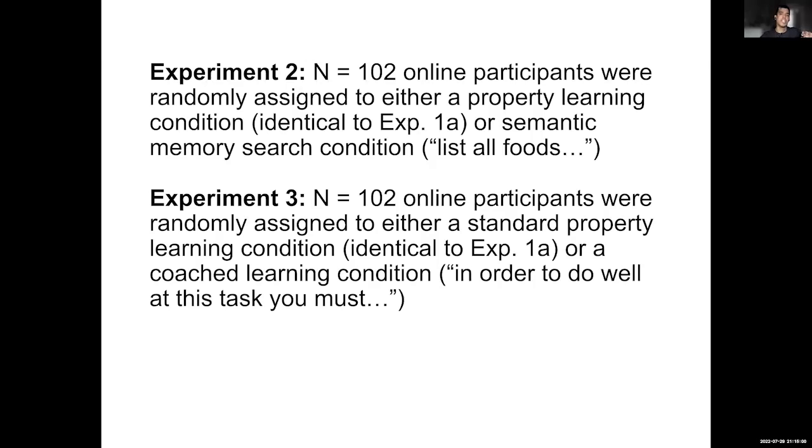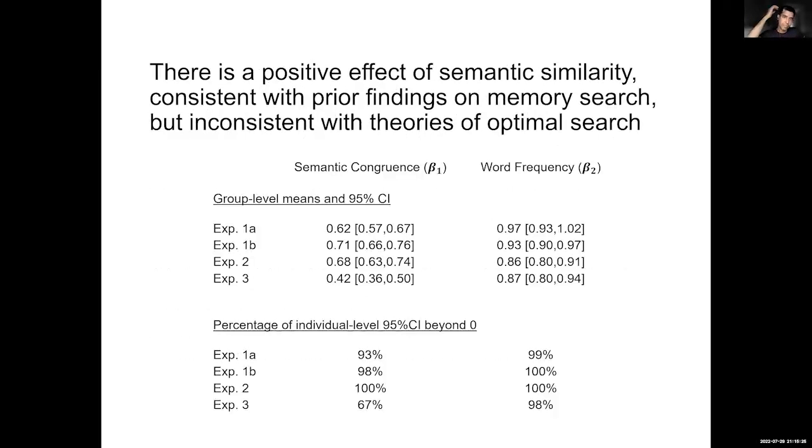Experiment 3 is, again, like experiment 1A in the sense that half the subjects get that condition. The other half get coached learning. Essentially, the other half are told that in order to do well at this task, they must generate dissimilar items to learn the property value efficiently. We're going to see whether these conditions vary in our subjects. We pre-registered experiments 2 and 3. So what did we find?